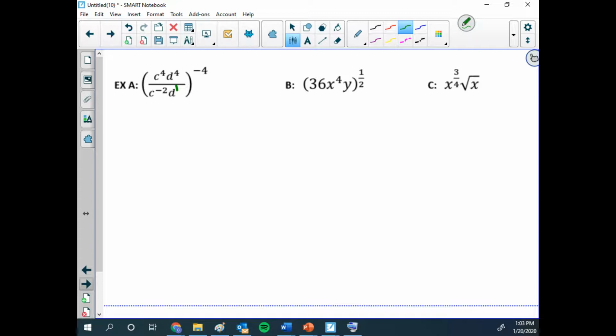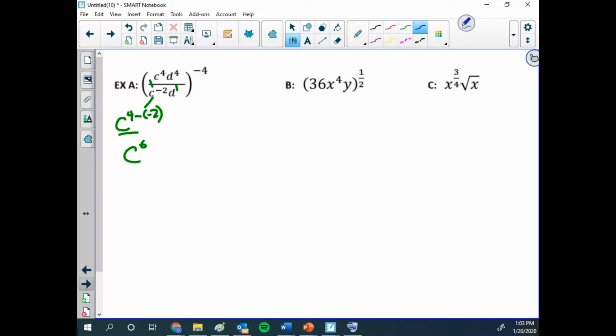So what I would do first of all is divide these terms to simplify. So this would be c to the 4 divided by c to the negative 2. So c to the 4 minus a negative 2, if I'm following my exponent laws, which gives me c to the power of 6. Again, I don't usually write out that intermediate step, but it's there. The next one then is to deal with d. So d to the power of 4 divided by d. I'm going to subtract those, which is just 4 minus 1, which would give me d to the power of 3. I have not yet touched that, which is all to the power of negative 4.